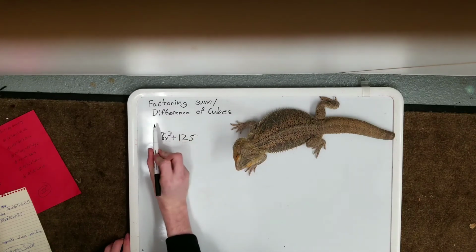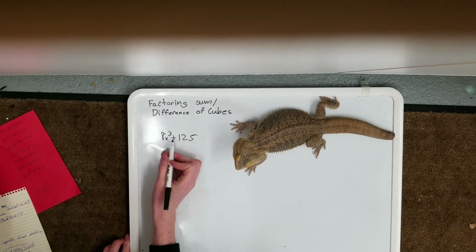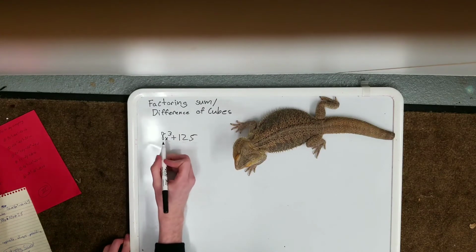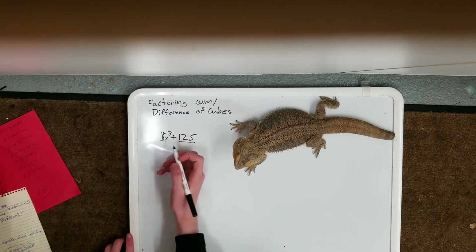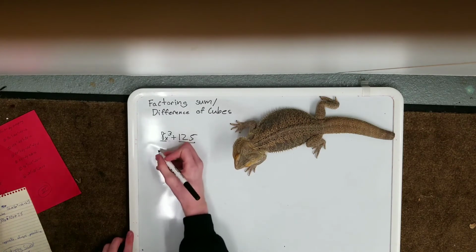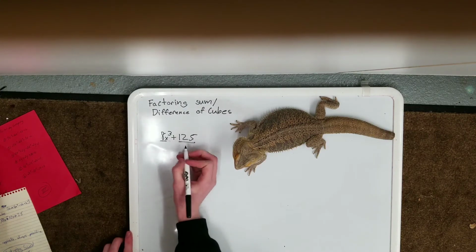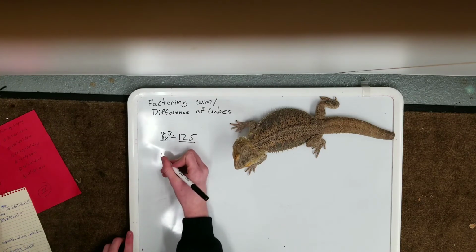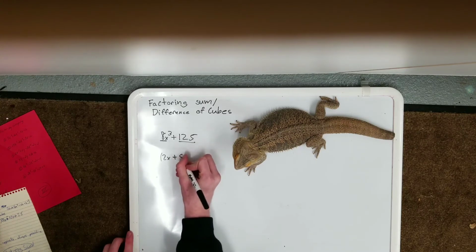Alright, so we're going to be doing the factoring of cubes. As you can tell, this is a factor of cube by the power of 3, and the 8 and the 125 are perfect cubes. So what you want to do is factor the 8x to the power of 3 plus 125 as a perfect cube, which would be 2x plus 5.